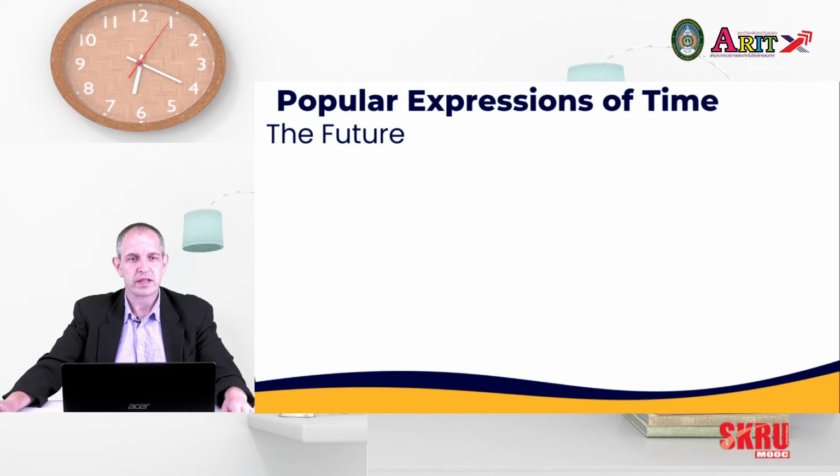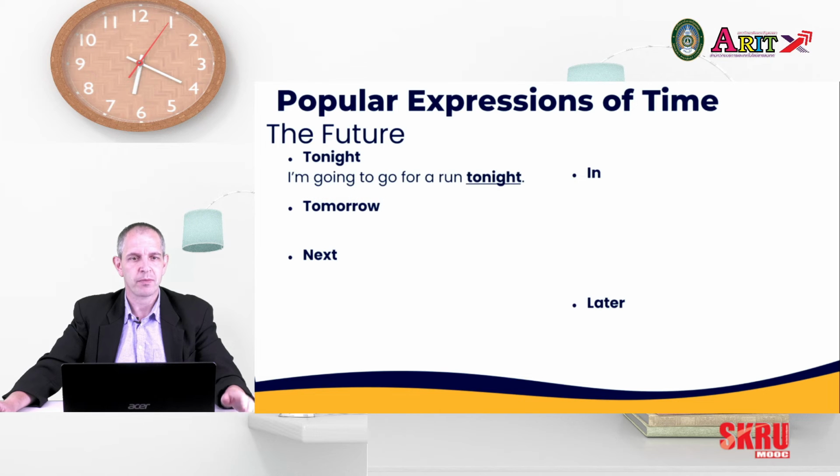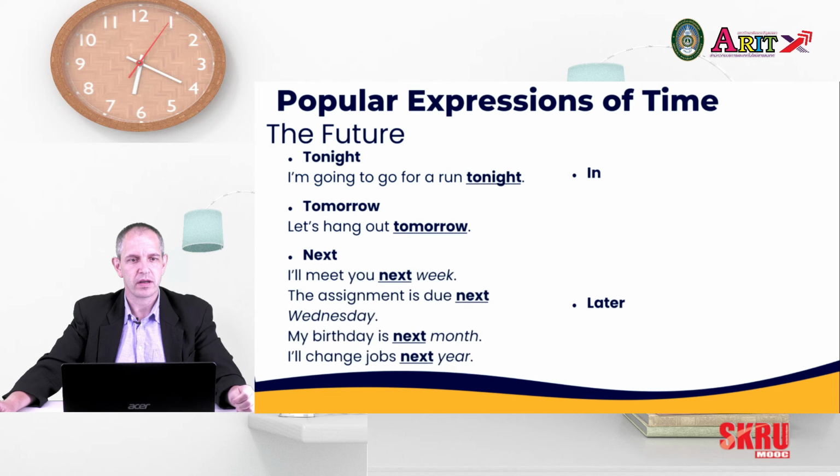In the future, we use tonight, tomorrow, next, in, later. So for tonight, I'm going to go for a run tonight. And we use future tenses and expressions with tonight. Tomorrow, let's hang out tomorrow. Now next, similar to this, but in the future, so we have next week or next day, so next Wednesday, next Saturday. We also can say next month or next year.